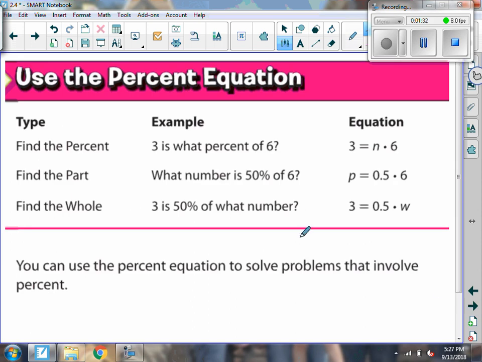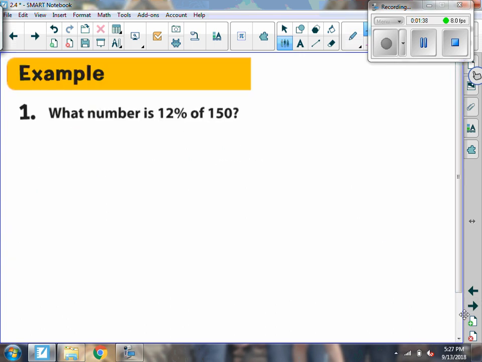We're going to use it to find the same thing that we found in the previous lesson. We're going to find the percent, the part, and the whole. So take a moment to copy this down. What number is 12% of 150? Okay, so what number is 12% of 150?